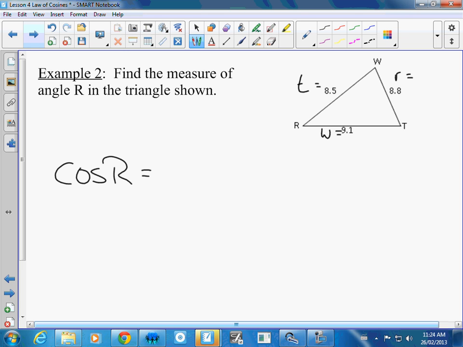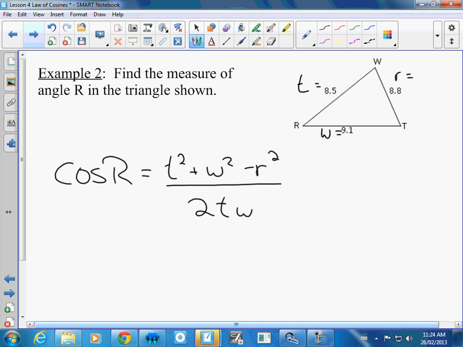Now, you know right away, what letter did we start with here? So that's the one we're going to subtract at the end, isn't it? Isn't that correct? Okay. And what two letters go in here? T and W. And what two letters go on the bottom? T and W. Oh, cool. So T squared plus W squared, right, minus that R squared. And what's on the bottom? 2TW.